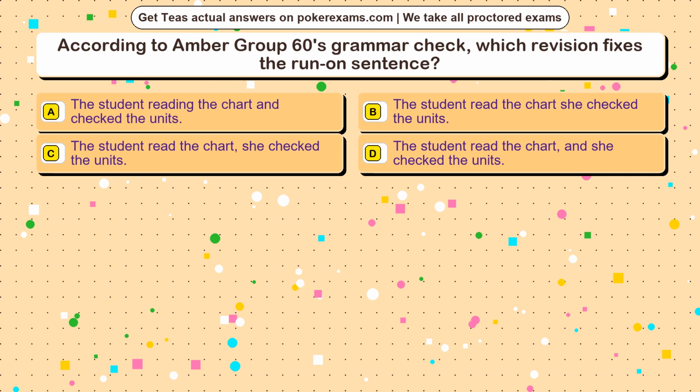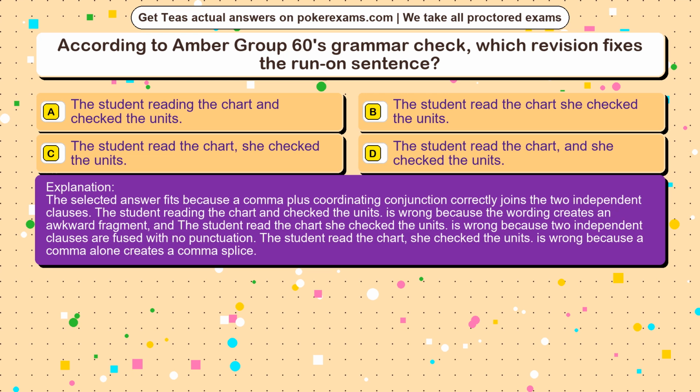The correct answer is option. The selected answer fits because a comma plus coordinating conjunction correctly joins the two independent clauses. The student reading the chart and checked the units is wrong because the wording creates an awkward fragment, and the student read the chart, she checked the units is wrong because two independent clauses are fused with no punctuation. The student read the chart, she checked the units is wrong because a comma alone creates a comma splice.